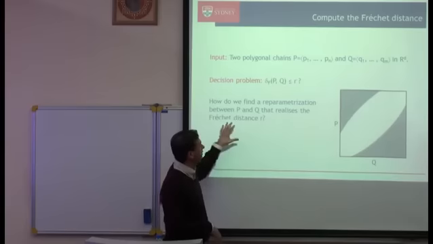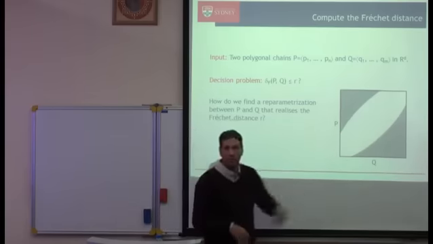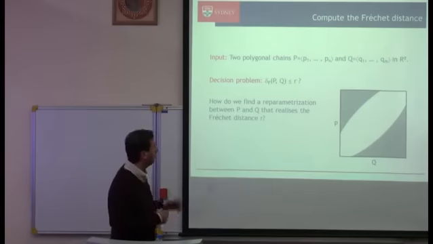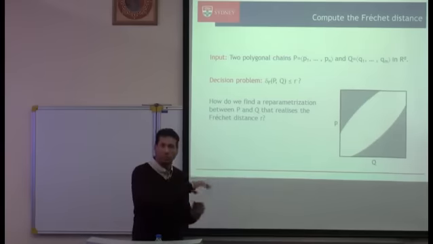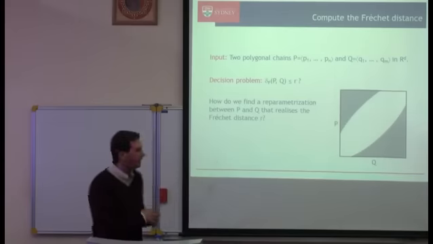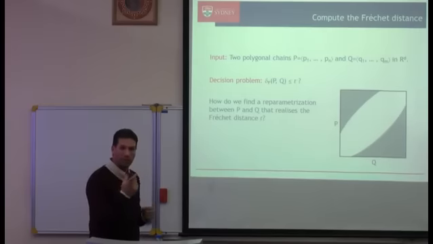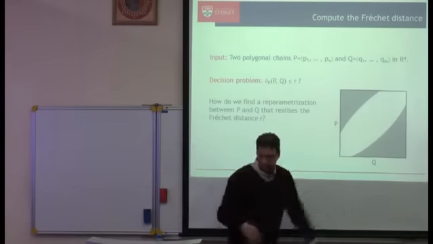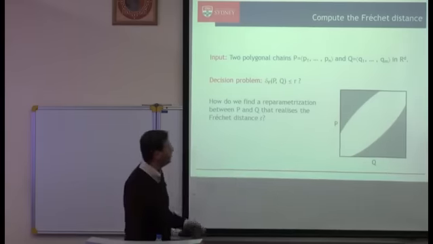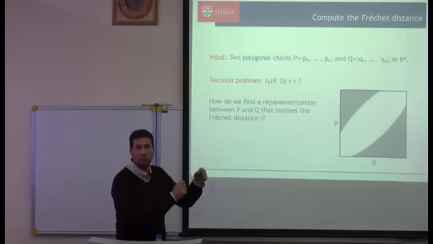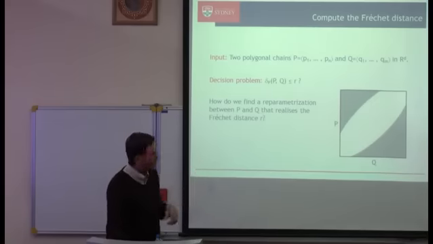So this is just saying which points in P and Q are closer to each other than R. But now we want to find a reparameterization. Do you remember we wanted to do a reparameterization of the curves so that the distance between every matched pair of points is at most R? So this is our free space. And now we want to see, can we walk along P and Q such that the distance between these two moving points is at most R?